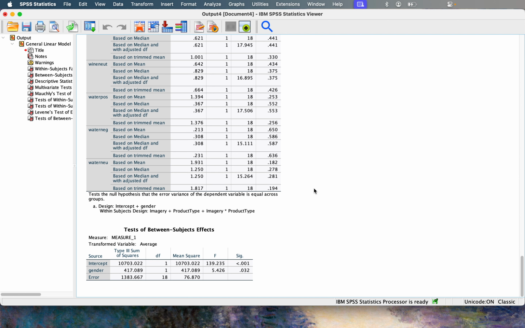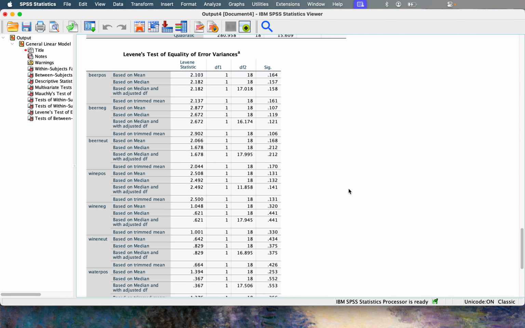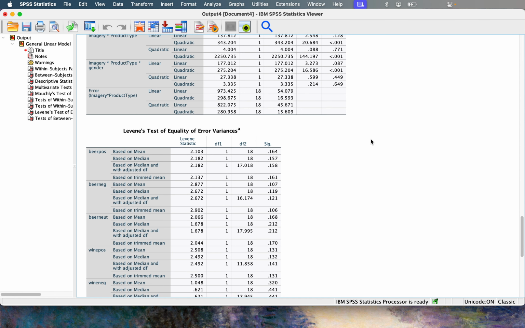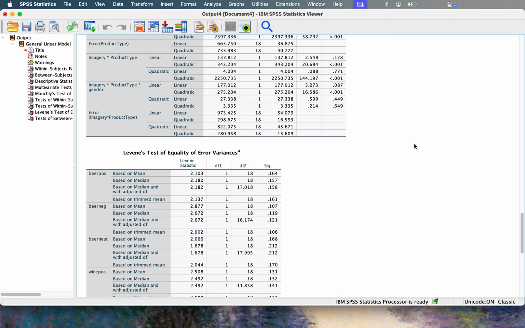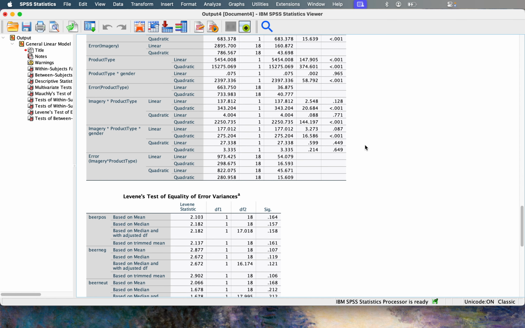So in conclusion, overall, imagery, product type, and gender significantly influenced beverage ratings, with positive imagery increasing ratings among all products. Wine received the highest scores overall, particularly among females, as we noted earlier. Negative imagery also decreased the ratings, especially for wine, with females being more affected than males. We also saw that males consistently rated beer higher across all conditions, and females rated wine and water more favorably.